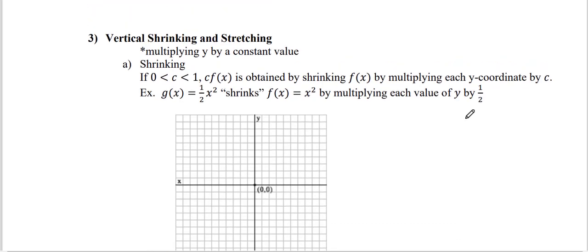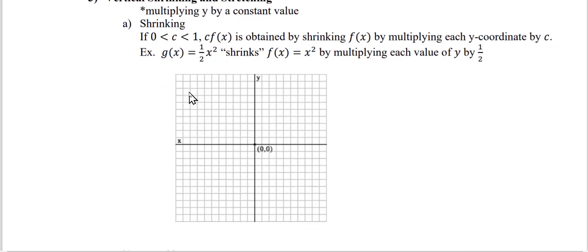What happens with vertical shrinking or stretching ultimately is you're going to be multiplying the y value by some constant. We have shrinking if that constant is between 0 and 1. And we say shrinking because it shrinks the values closer to the x-axis, because it makes all of the y values smaller while leaving the x values unchanged. Let me give you an example here. This g of x equals 1/2 x squared shrinks that standard parabola by multiplying each value of y by 1/2.